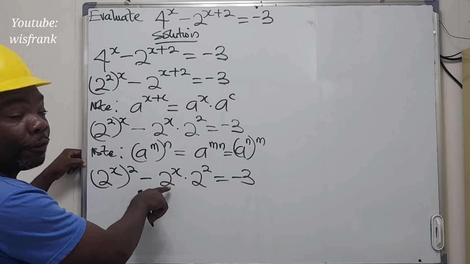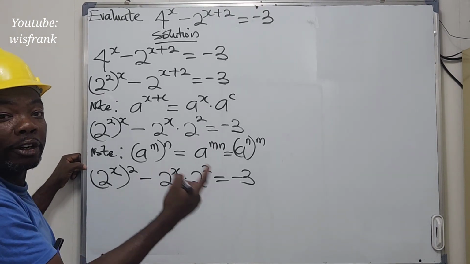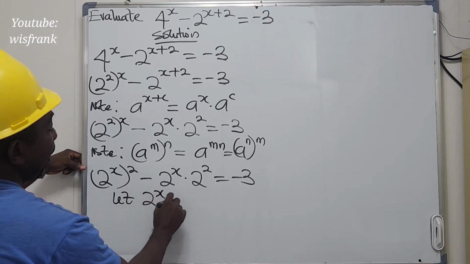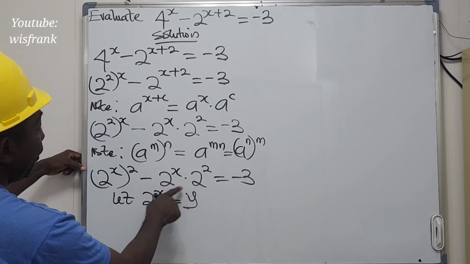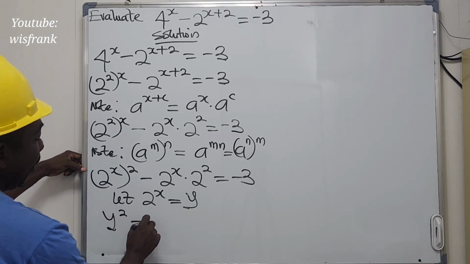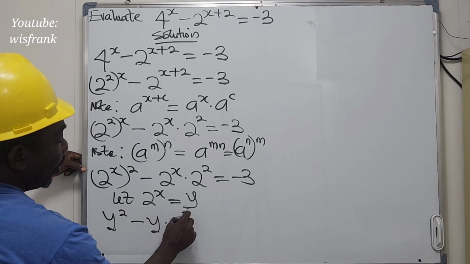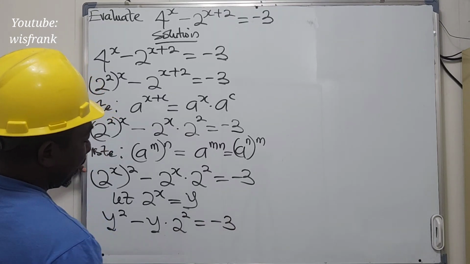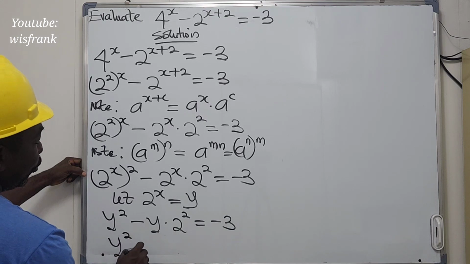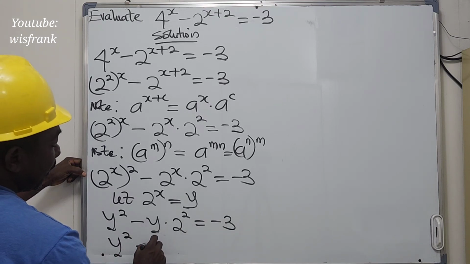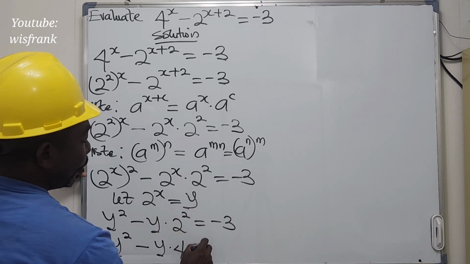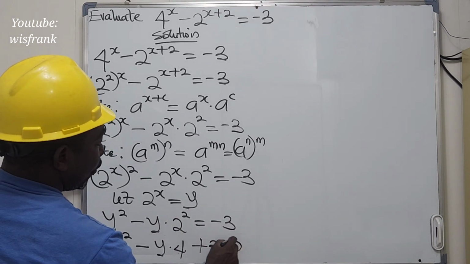So we have 2 to the power of x here and 2 to the power of x here. So we can say let 2 to the power of x equal y. So this can be written as y to the power of 2 minus y times 2 to the power of 2 equals minus 3. 2 to the power of 2 is 4. We can write this as y to the power of 2 minus y times 4. We can transpose this to the other side, it becomes plus 3 equals 4.